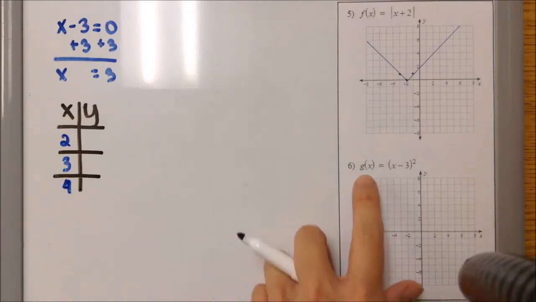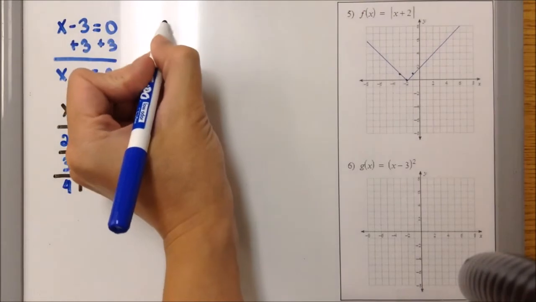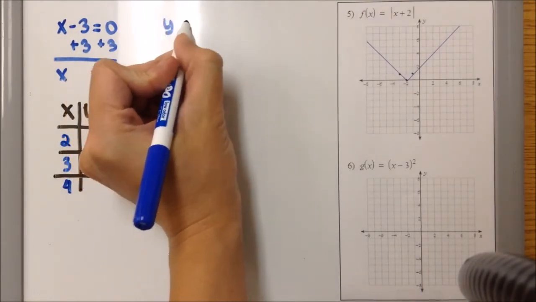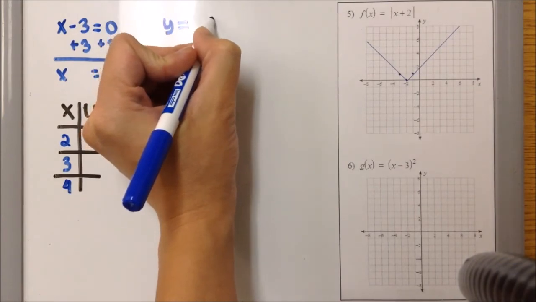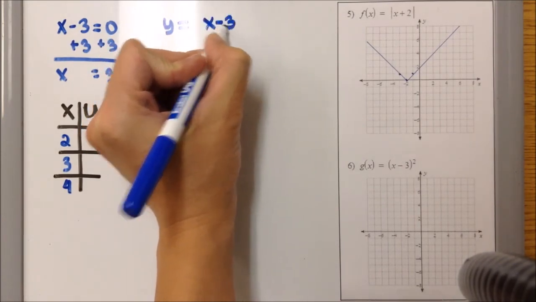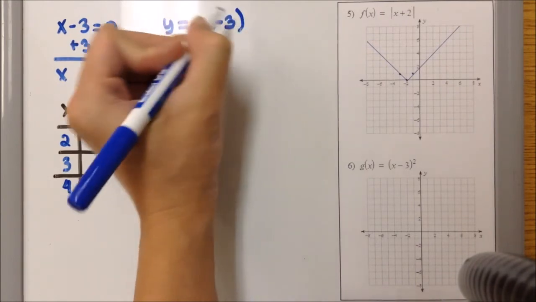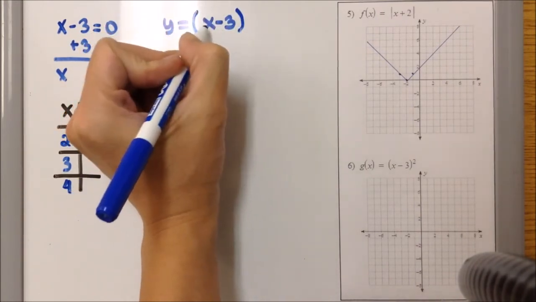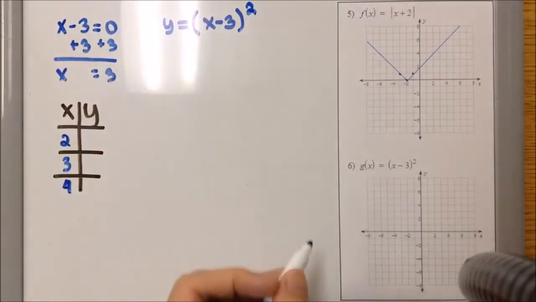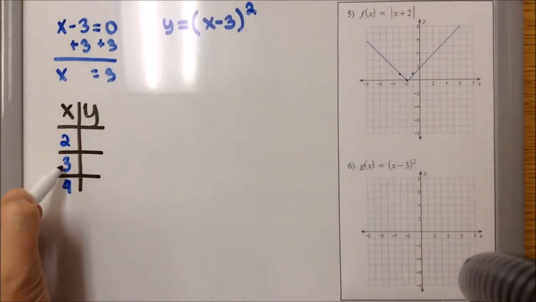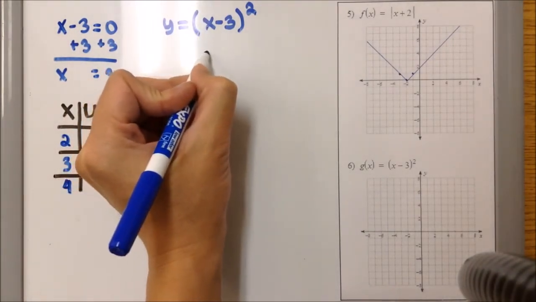So, even though this says g of x, we can replace it with y equals the square of... so be very careful when I'm saying square of. This means the whole thing, x minus 3, is being squared. So it's the square of x minus 3. So we're going to plug in 3 first. So here's 3.